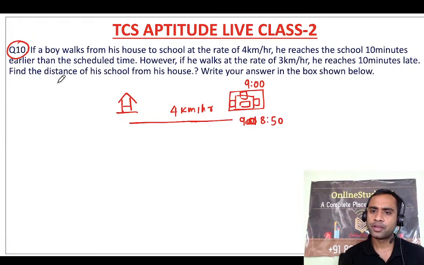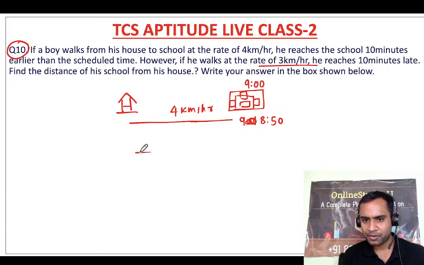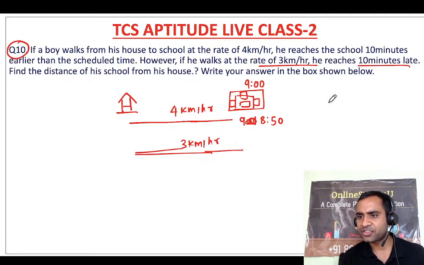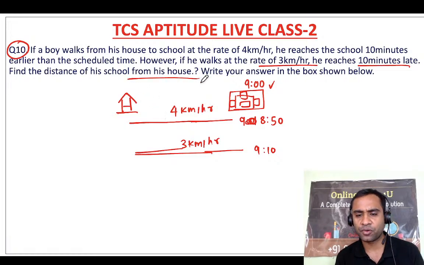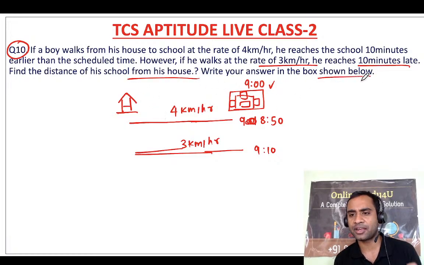Now, if he walks at a speed of 3 kilometer per hour, then he reaches 10 minutes late. So instead of 9 a.m., he reaches just 9:10. Now, they're asking to find the distance of this school from his house. Write your answer in the box below.